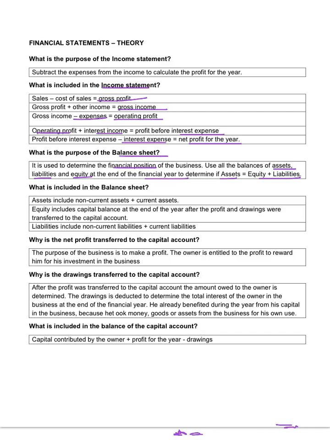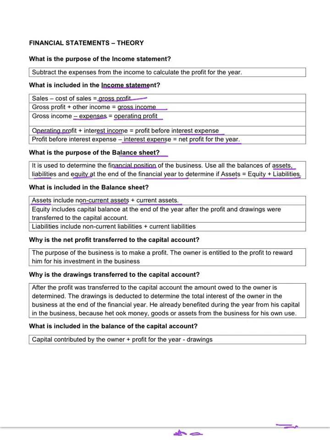In the balance sheet, we will first of all have assets, and we will divide the assets between non-current assets and current assets. Non-current assets are assets that will remain the same for more than 12 months in the future. They consist of fixed assets, land and buildings, vehicles, machinery, equipment.